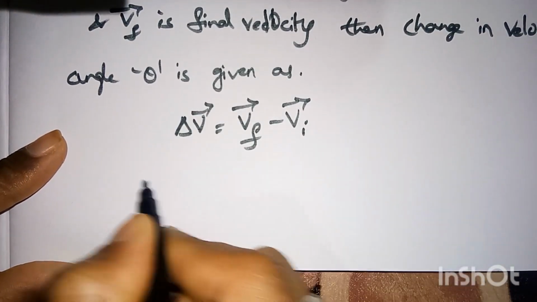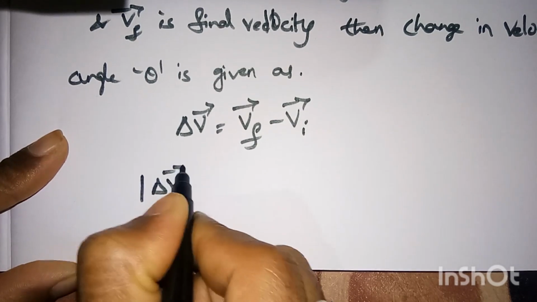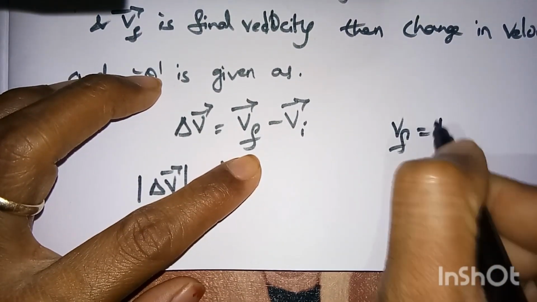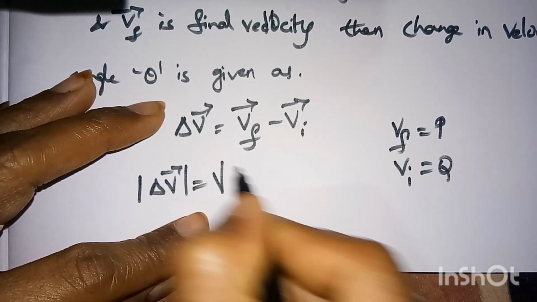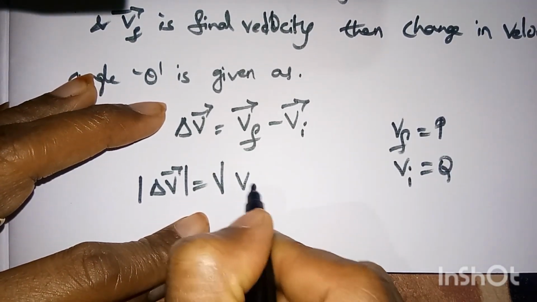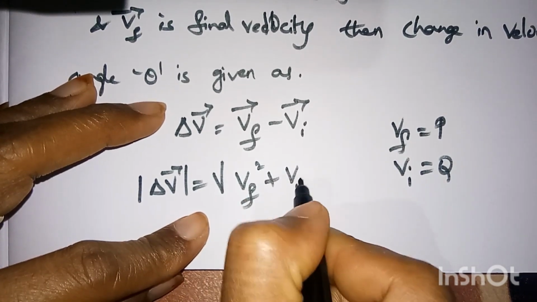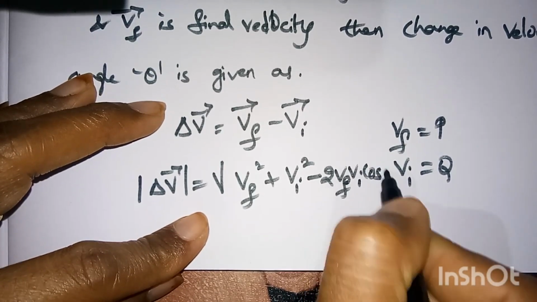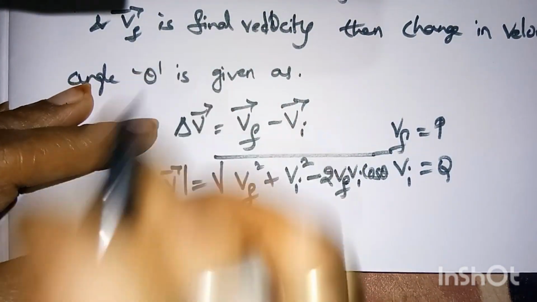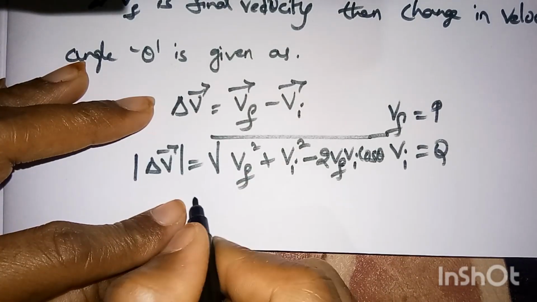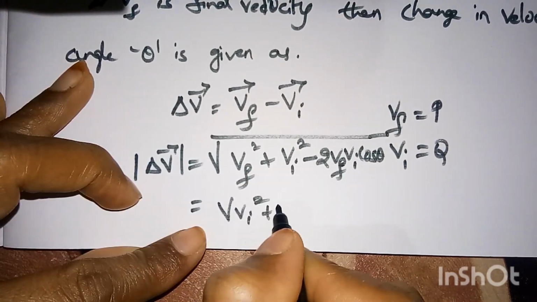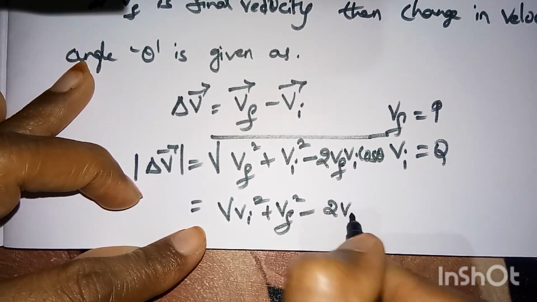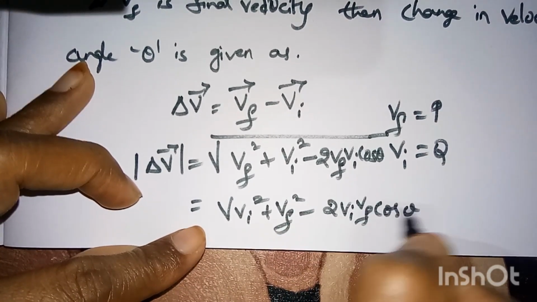So this can be written as the magnitude of the vector in the same way. Here Vf is p and Vi is q. This can be written as under root Vf square plus Vi square minus 2 Vf Vi cos theta. Why am I taking cos theta? Theta is the angle. So this can also be written as root Vi square plus Vf square minus 2 Vi Vf cos theta.